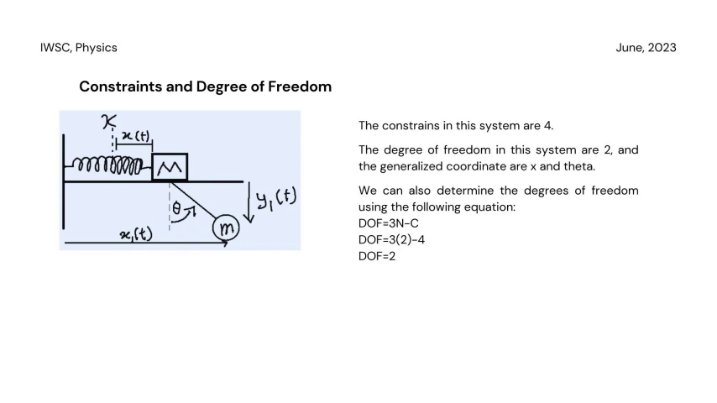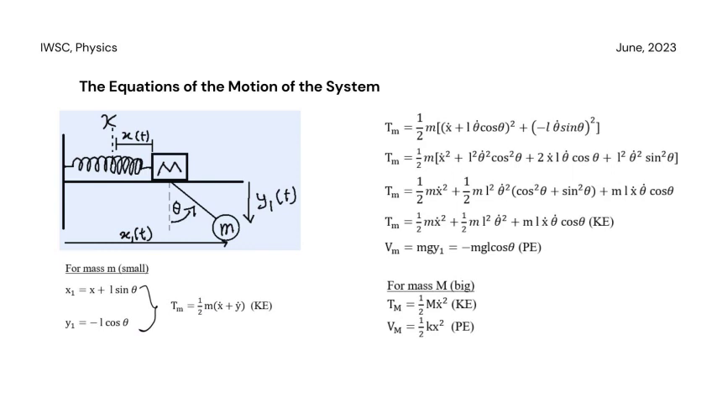Otherwise, we can use the following equation to determine the degree of freedom. DOF equals 3n minus c, where n represents the number of masses and c represents the number of constraints. Thus, we obtain the value of DOF equal to 2. The equations of motion of the system. For mass m or m2, x1 equals x plus l sin theta, y1 equals minus l cos theta.